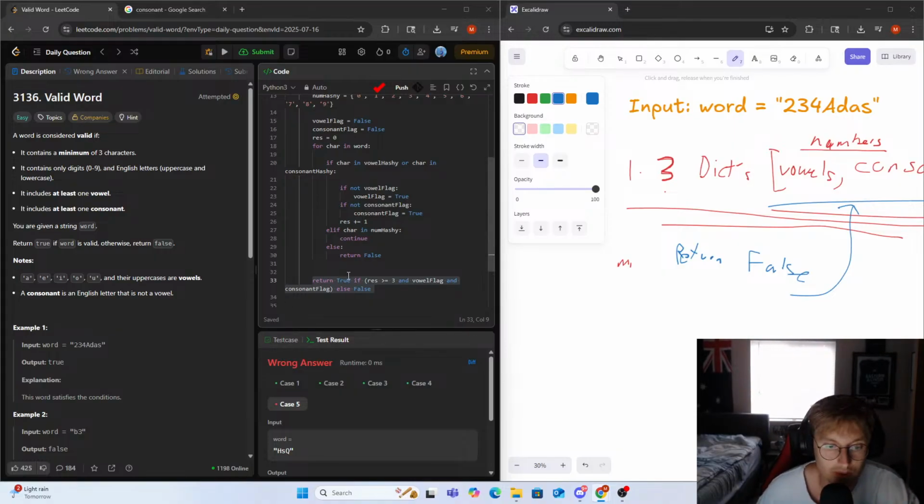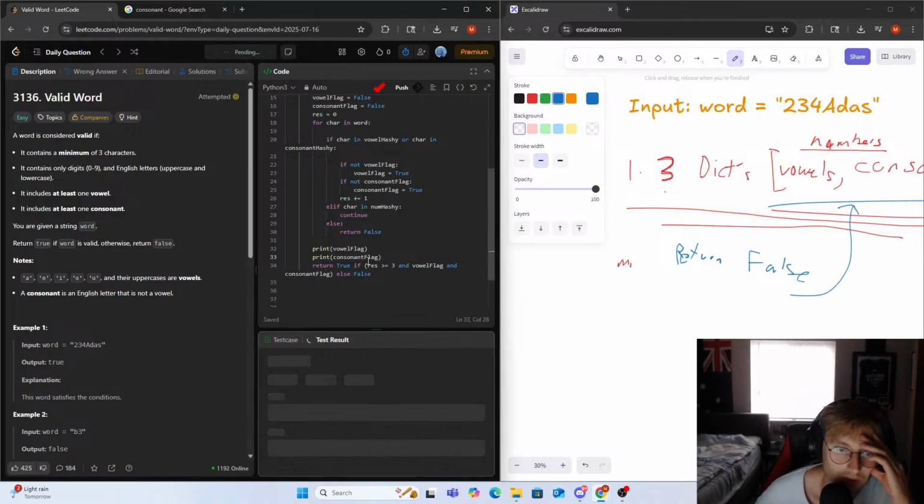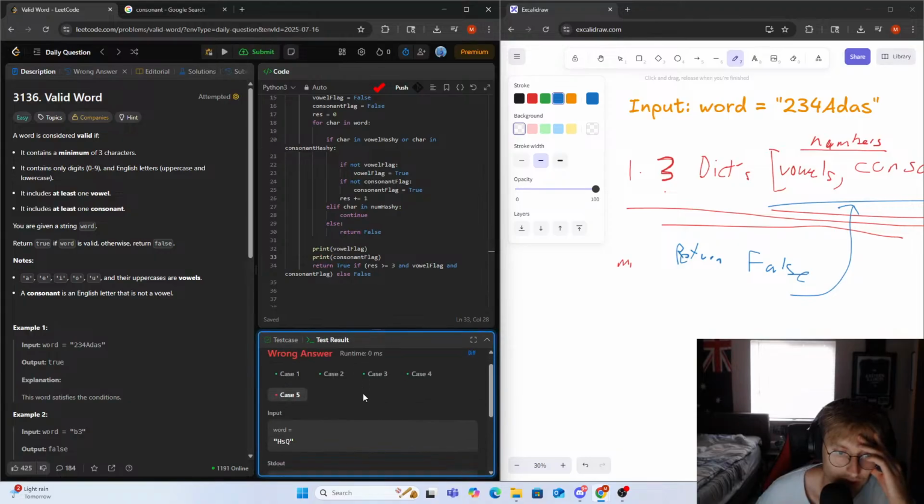Okay. So why? Let's print out. Since we don't have a debugger, let's print out vowel flag and print out consonant flag. Let's see what it is over here. The end. We're getting both true.